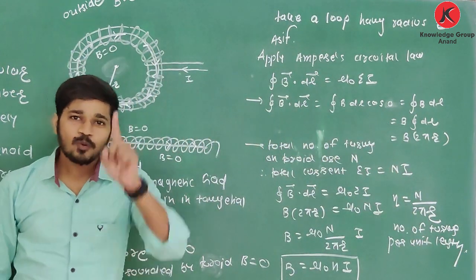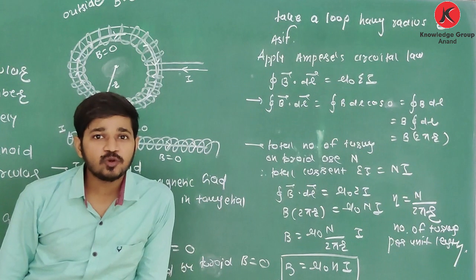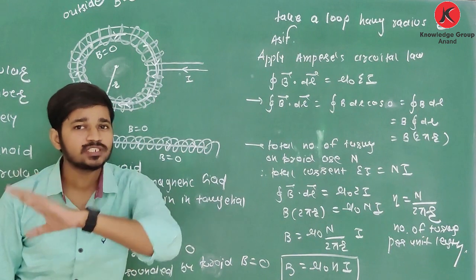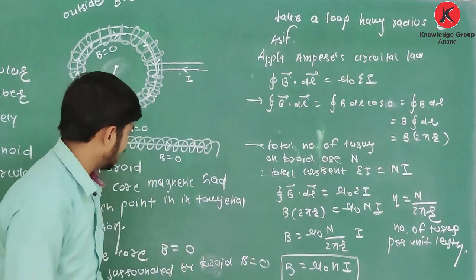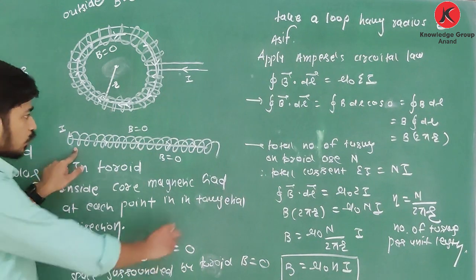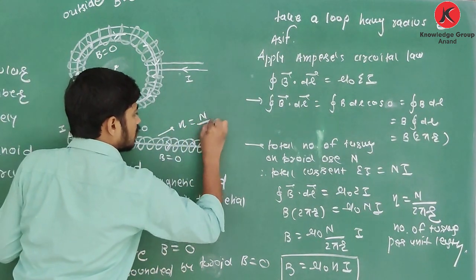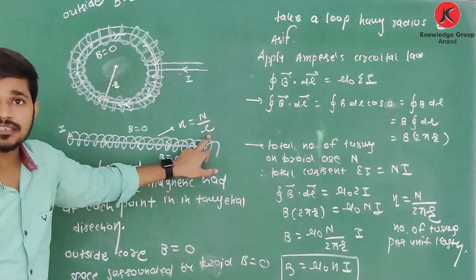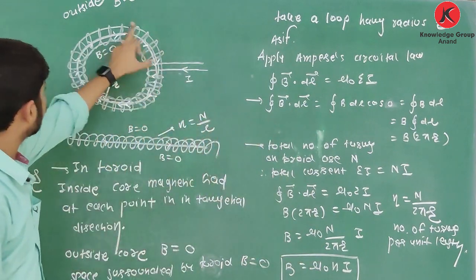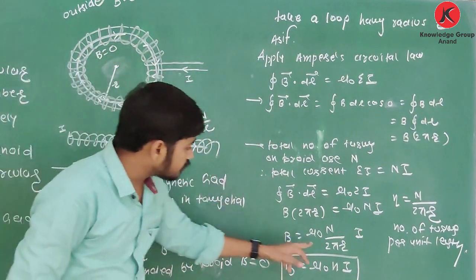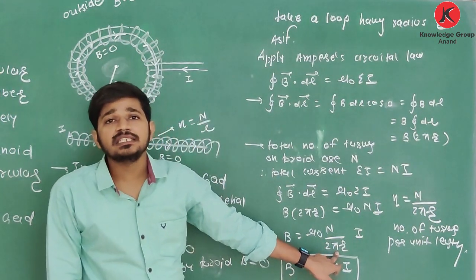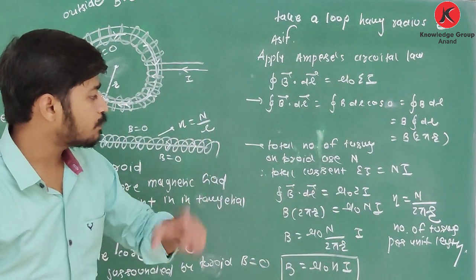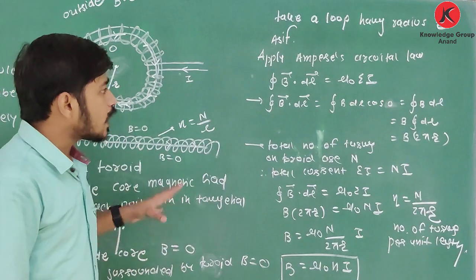If you have marked, what is the equation of a solenoid? B is equal to mu 0 n I. What is the equation for a toroid? B is equal to mu 0 n I. But there is one change. In the case of a solenoid, small n is the total number of turns per unit length. A solenoid is linear, so it has length L. A toroid is circular, so what is its length? Its length is 2 pi r. So the difference is in n, the number of turns per unit length. Clear about this? So that is all about the toroid.